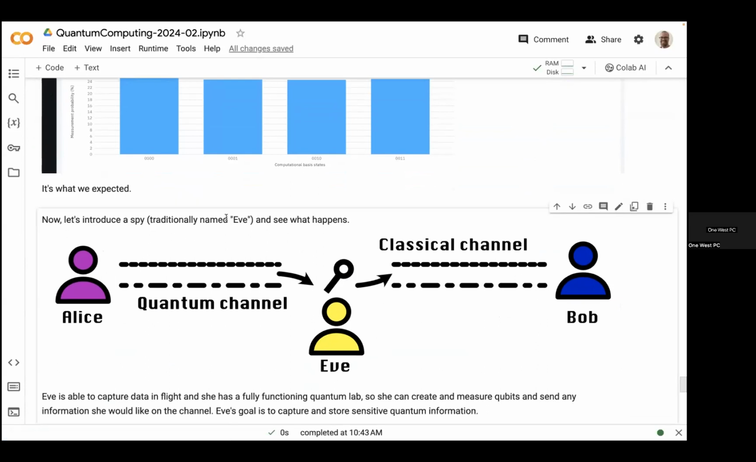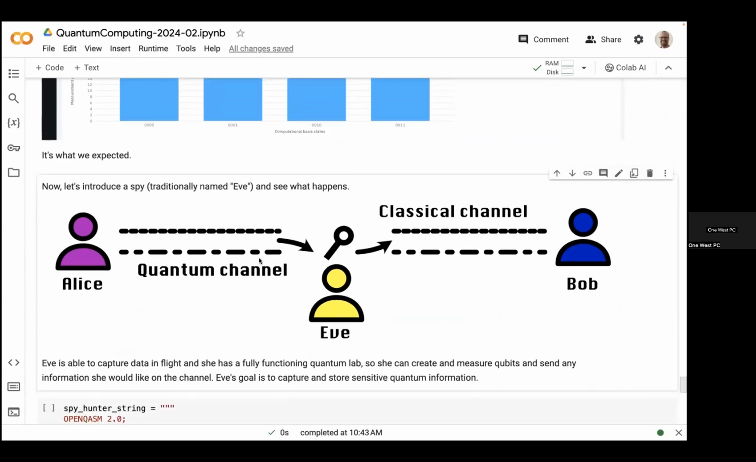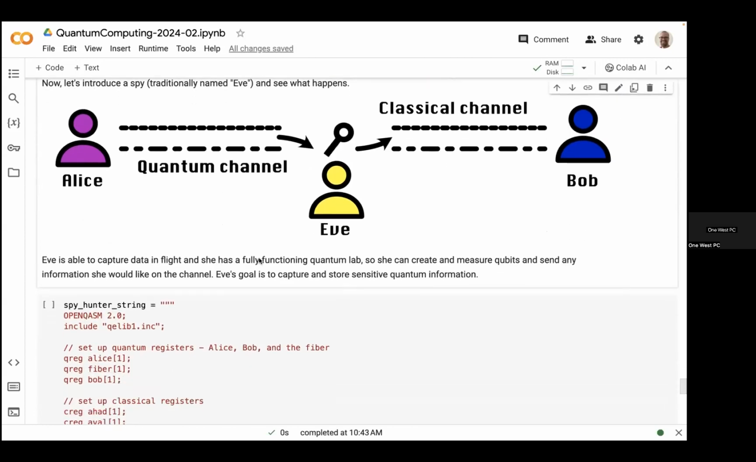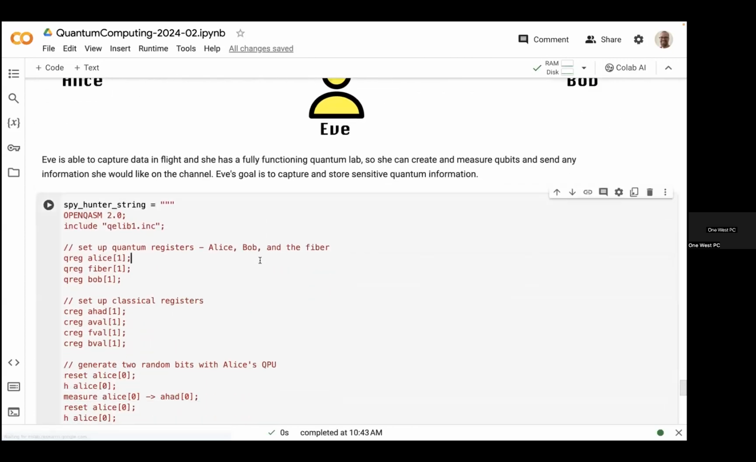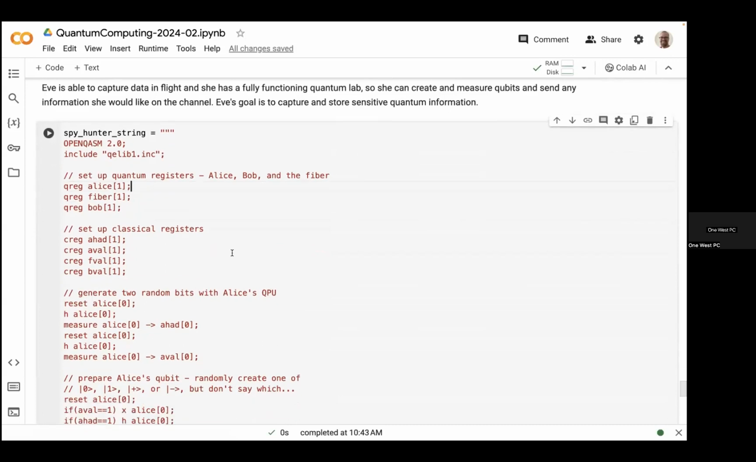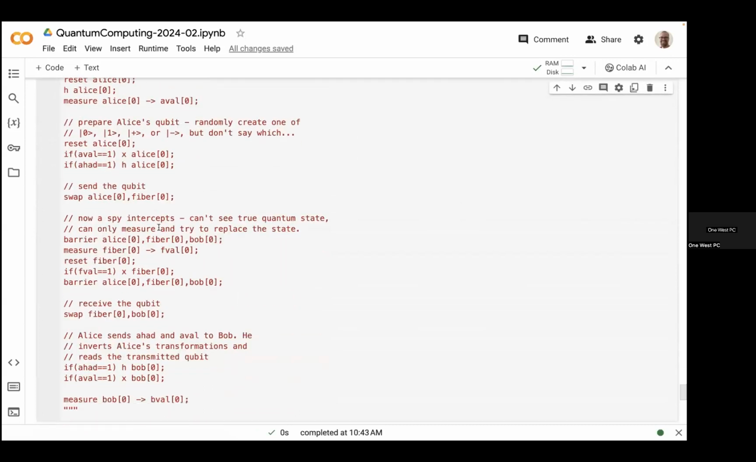All right. So now let's put in a spy, traditionally named Eve, for the eavesdropper, and see what happens. Eve is able to capture data in flight. She has a fully functioning quantum lab, so she can create and measure qubits and send qubits and all those kinds of things. Her goal is to capture and store sensitive quantum information. So if you do that, the circuit string changes to simulate the situation, because now there is a spy intercept.